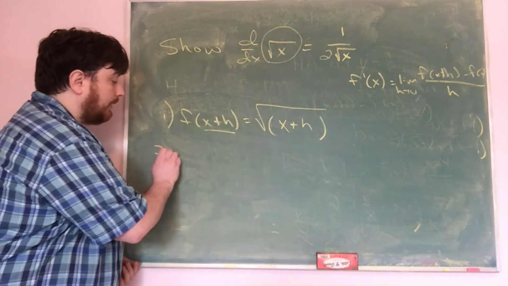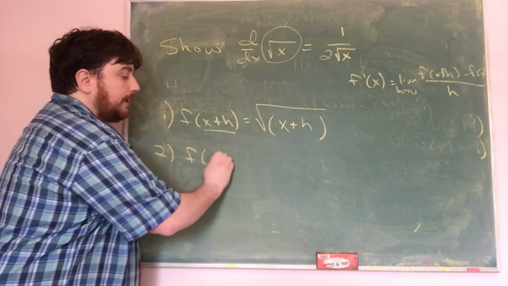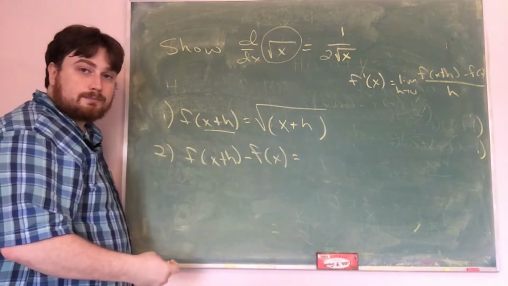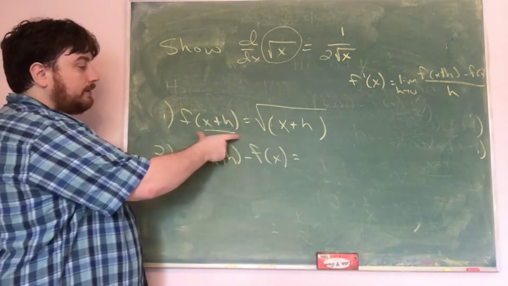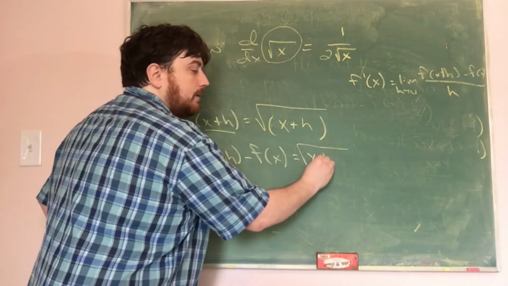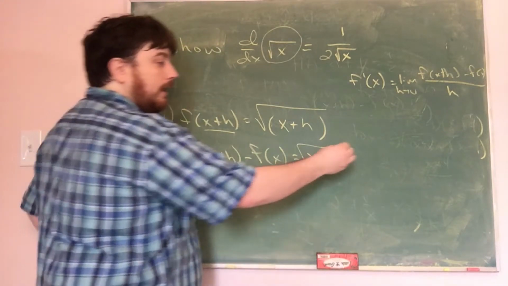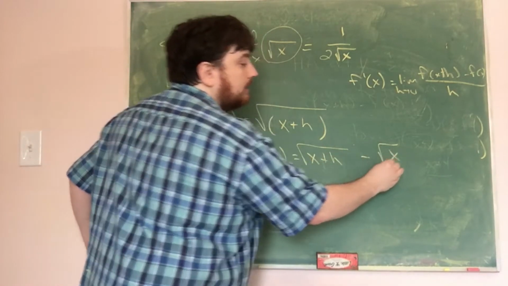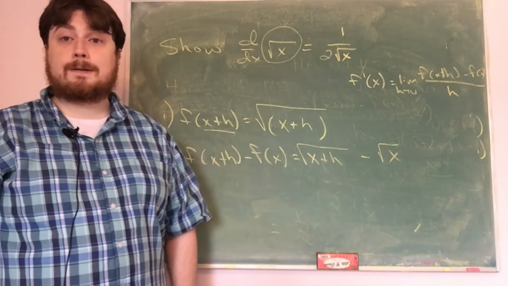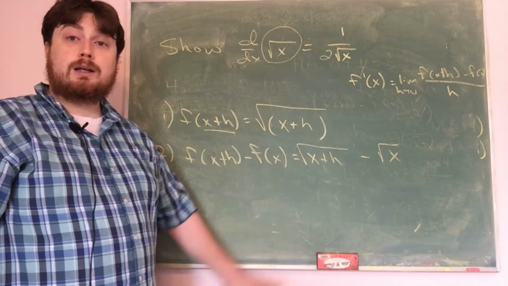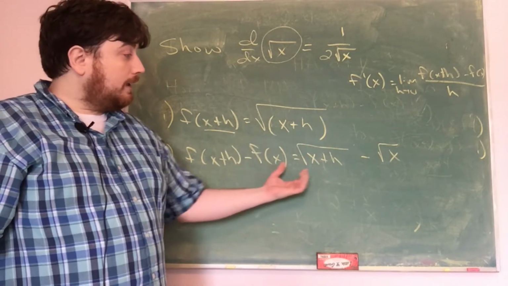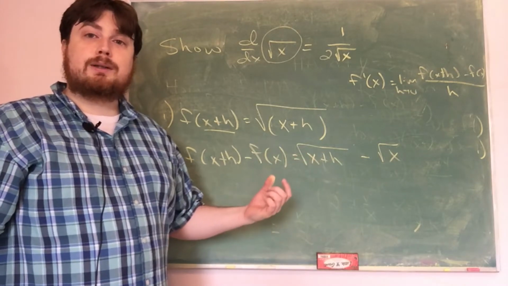Step 2 is going to be f of x plus h minus f of x. So what we're going to get here is I'm going to use what I had from the first step and recall that f of x plus h is just the square root of x plus h, and f of x is just the square root of x. So I'm just taking the square root of x plus h minus the square root of x. Now as we look at that, we would say, can I simplify this at all? If I can, I'm going to. And it doesn't look like I'm really going to be able to simplify this.